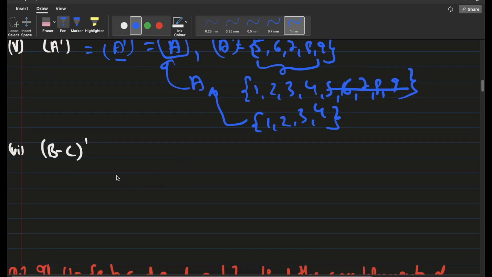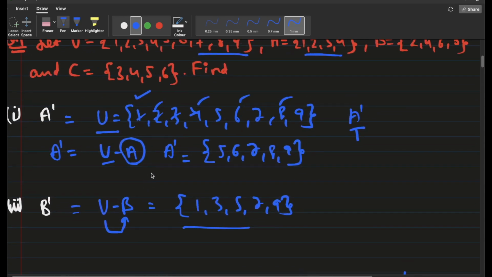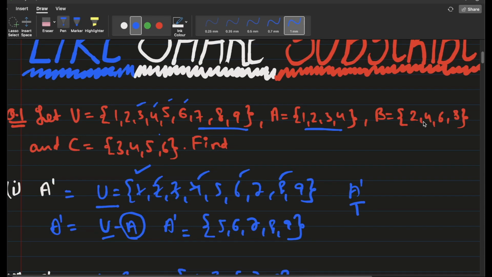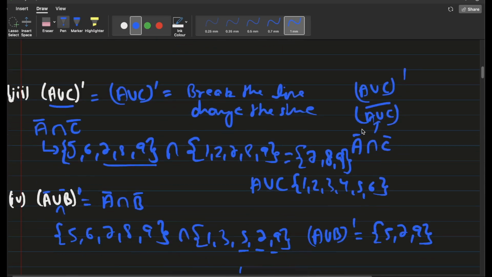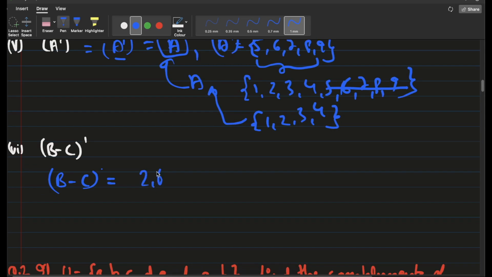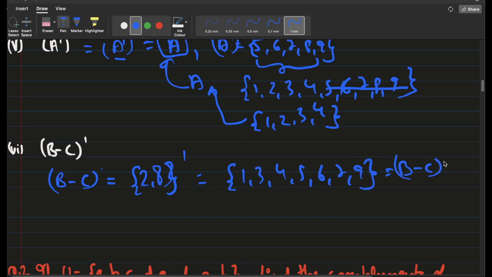Now let's see our next question: (B minus C) whole complement. Okay, let us find B minus C first, then we will complement it. What is B minus C? Remove the elements of C from B. C is 3, 4, 5, 6. We can remove 4 and 6. We are left with 2 and 8. 2, comma 8. This is B minus C. Now we will complement it, which will give us 1, 3, 4, 5, 6, 7, and 9. Okay, this is our (B minus C) whole complement.